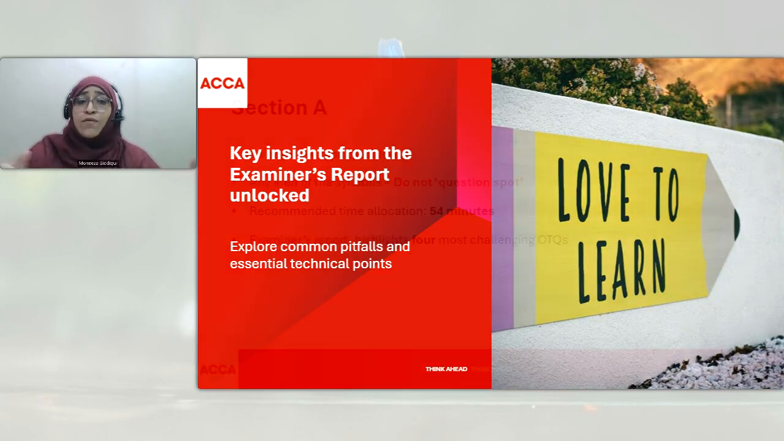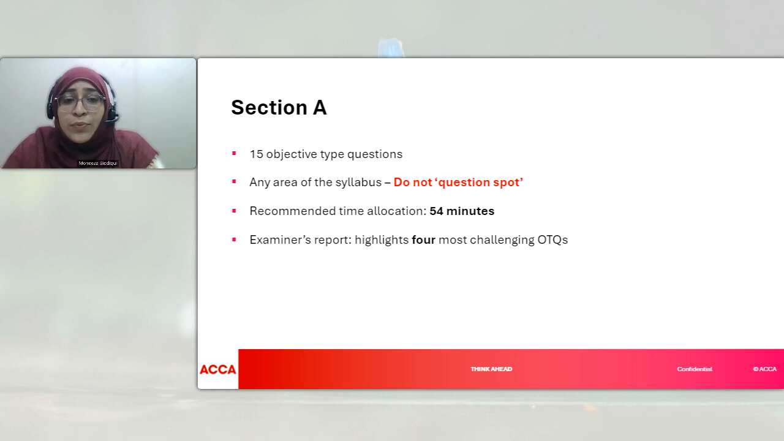Now, for this particular examiner's report that we're referring to, which is the March and June 25 report, we'll be looking at the feedback for each section. For section A, just a reminder, you will be attempting 15 objective type questions, worth 2 marks each. Because these 15 questions can cover any syllabus area, the most important reminder that the examination team gives us is: do not question spot.